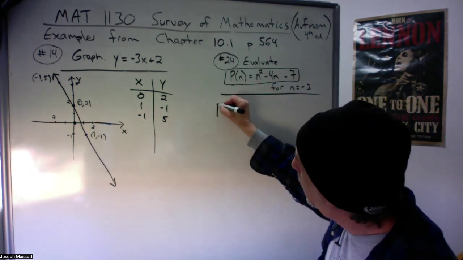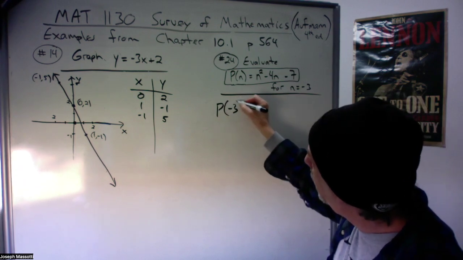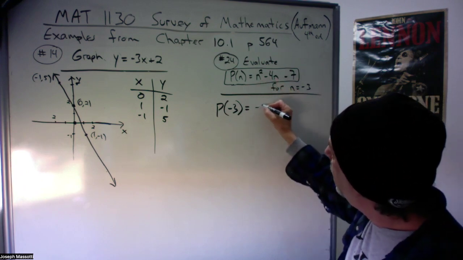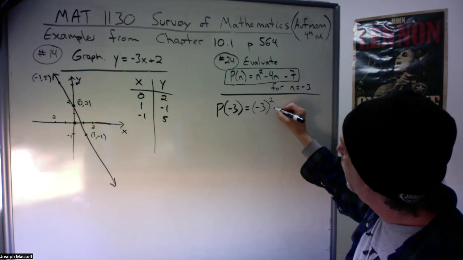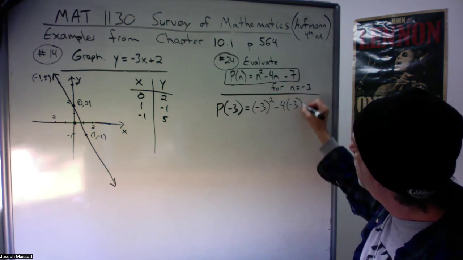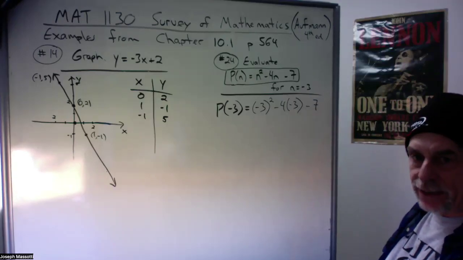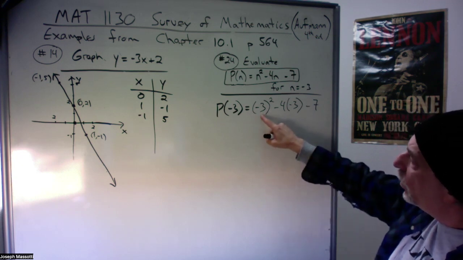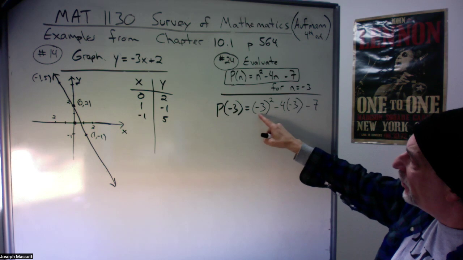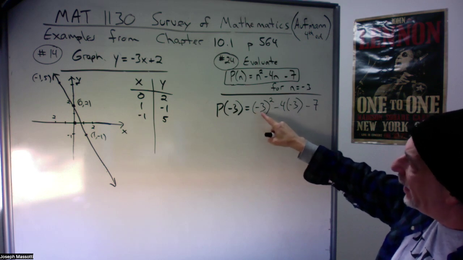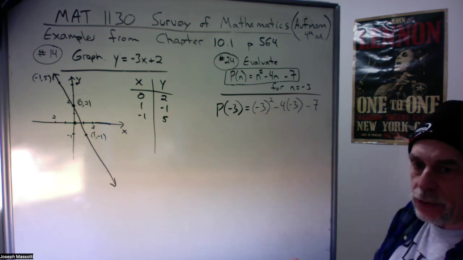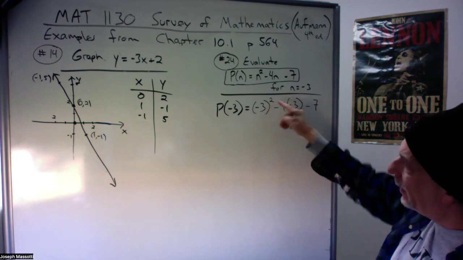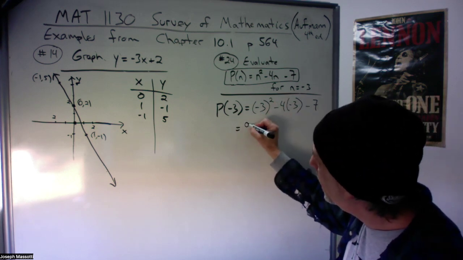So we're going to say P of -3. We're going to put a -3 everywhere that we see an n. So we got -3 squared minus 4 times -3 minus 7. All right, so here's where the common mistakes are. People will want to say this is -9, but you've got to be careful. When you're squaring a negative value, a negative value times a negative value is always going to be a positive value. So a -3 times a -3 is going to be a positive 9.